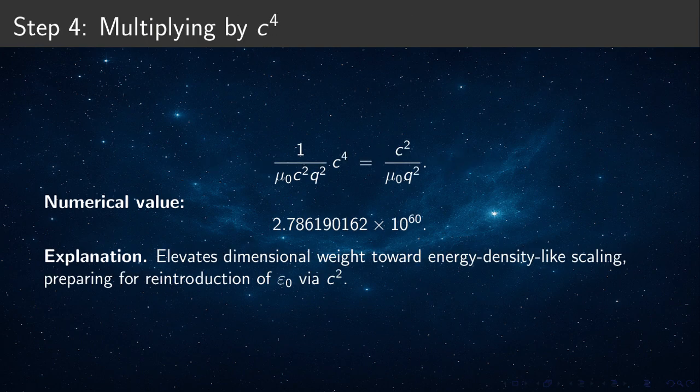Step 4. Multiplying by c to the 4th. We multiply the expression by c to the 4th. This simplifies to c squared over mu naught q squared. This step increases the dimensional scale, bringing us closer to an energy-like structure. Numerically, the value becomes extremely large, on the order of 10 to the 60th.